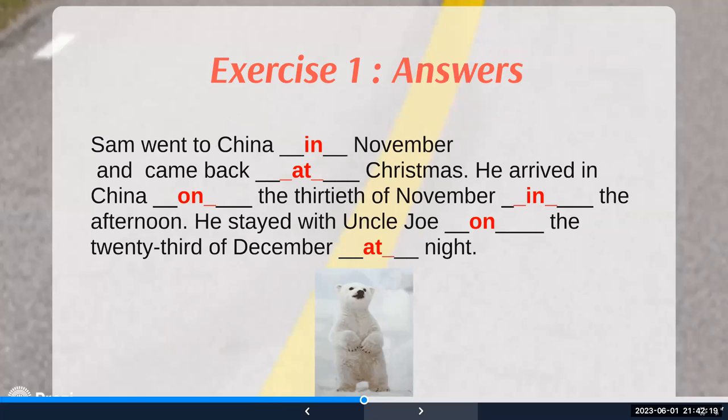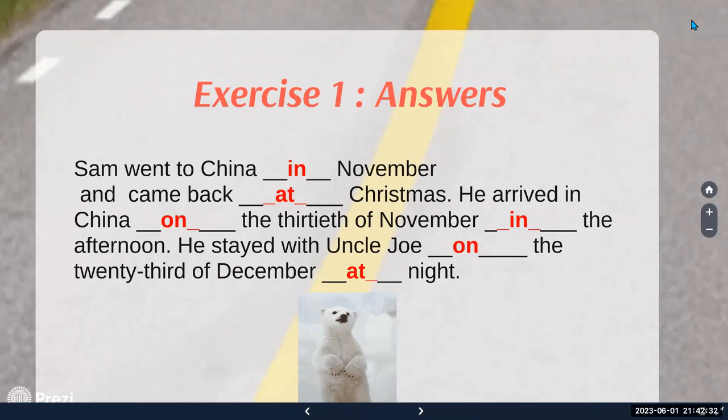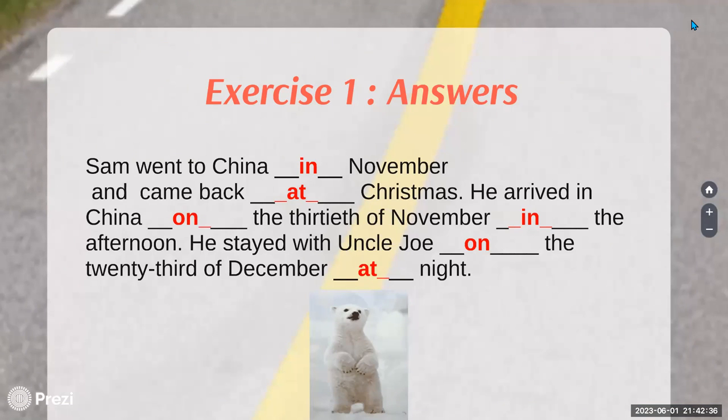Okay, ¿quién quiere leerlo? Sam went to China in November and came back at Christmas. He arrived in China on the 30th of November in the afternoon. He stayed with Uncle Joe on the 23rd of December at night. Okay, who wants to do it? Ingrid, please. Sam went to China in November and come back at Christmas. He arrived in China on the 30th of November. In the afternoon, he stayed with Uncle Joe on the 23rd of December at night. Okay, thank you.